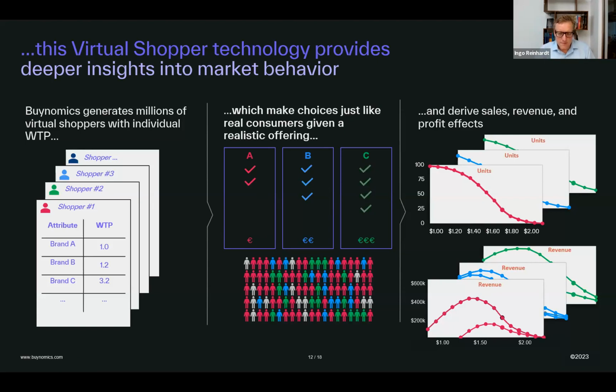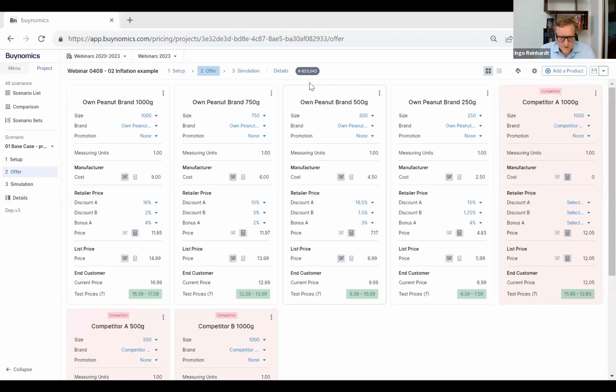Let me just very quickly switch my screen. Maybe Paul, if you see my screen, please let me know that you see it. The browser. Yes, I can see it.